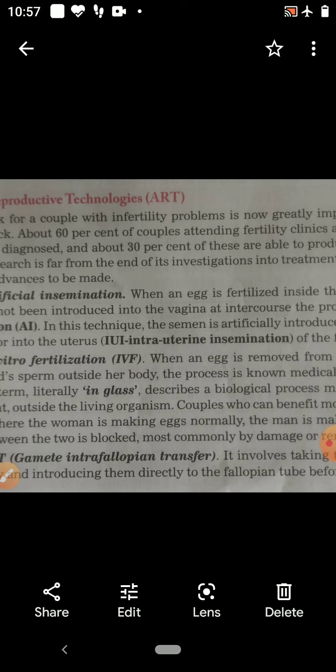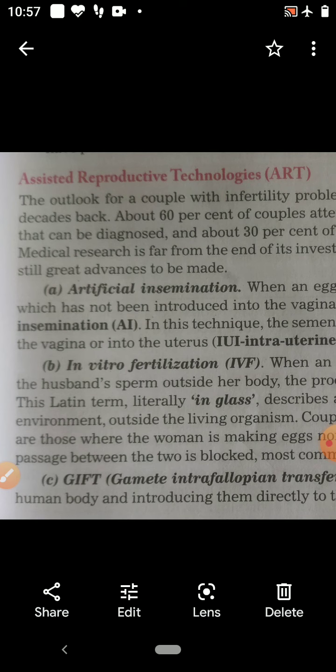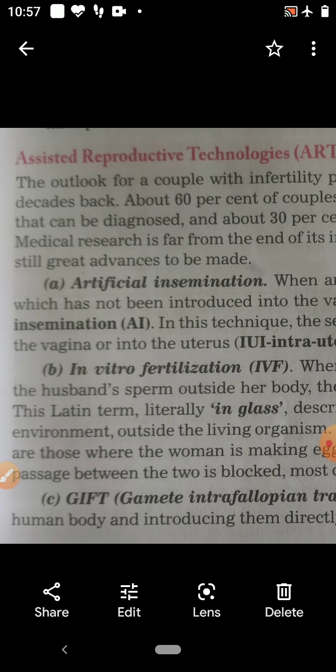Children, in this class I am going to teach you assisted reproductive technology. What is assisted reproductive technology? It is a medical procedure which is used primarily to address infertility.